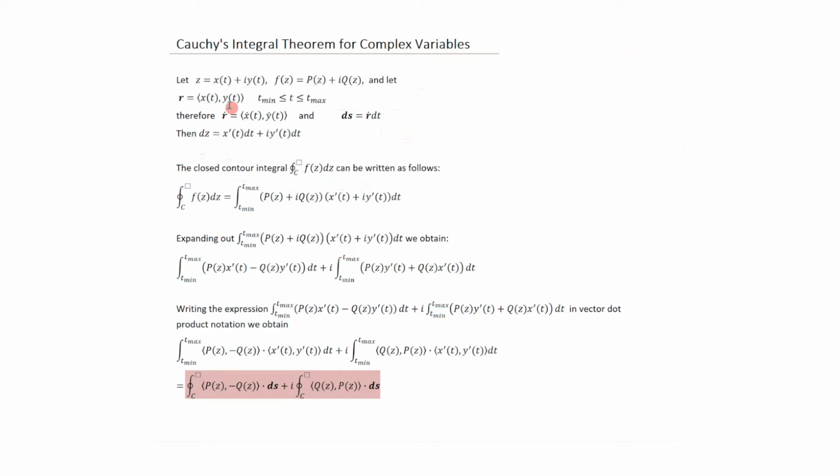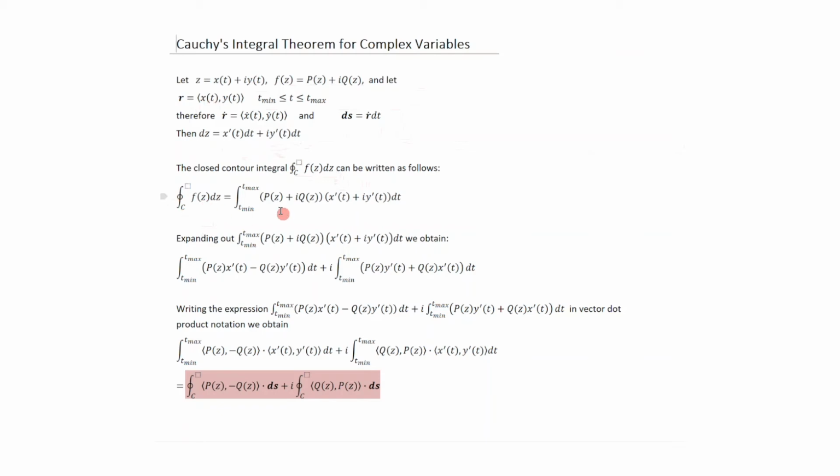Well, in terms of t, this would be just dz equals dx, x prime with respect to t dt, plus I y prime t dt. All right, so this is more or less the information that we start with. Then we're going to basically apply a closed contour integral to this complex entity, f z dz, and so we just substitute in as expected.